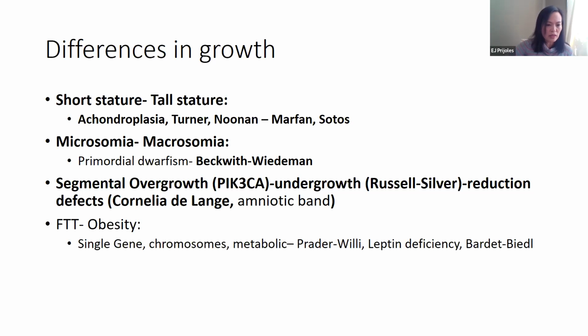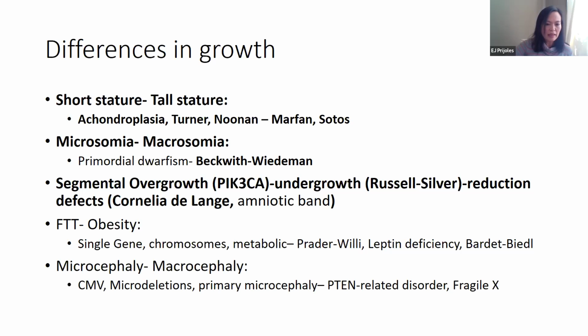We'll just review that again, differences in growth can include failure to thrive versus obesity, where in failure to thrive, there may be lots of different reasons. Again, they may be environmental, but they can be caused by single gene disorders, chromosome abnormalities, or metabolic conditions. And then where obesity might be seen can include conditions like Prader-Willi syndrome, leptin deficiency, or Bardet-Biedl.